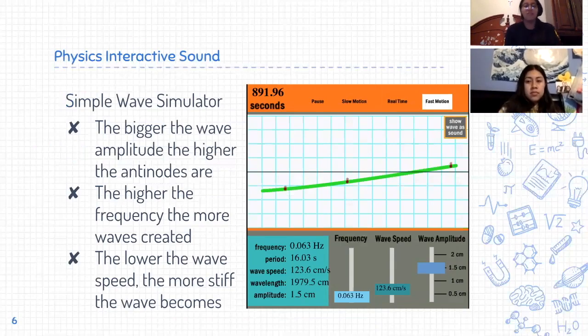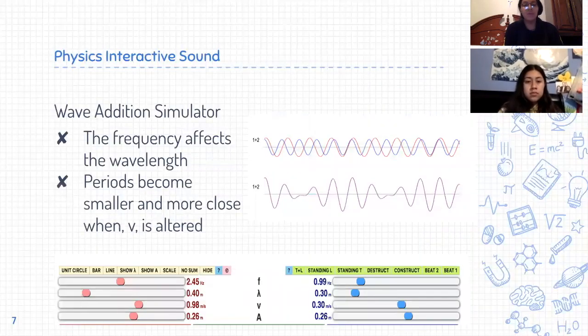So for the physics interactive, we used the simple wave simulator, and some things that I noticed were that the bigger the wave, the bigger the wave amplitude, the higher the antinodes are, and the higher the frequency, the more waves created, and the lower the wave speed, the more stiff the wave becomes. And then from the wave addition simulator, the frequency affects the wavelength, and the periods become smaller and more close when V is altered.